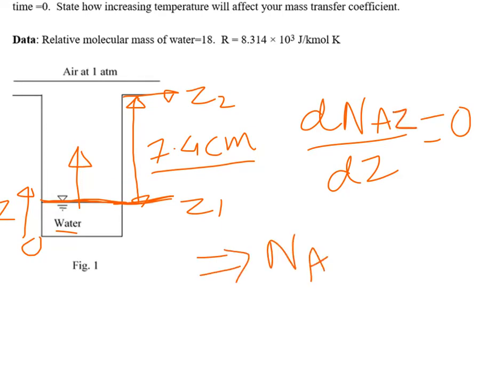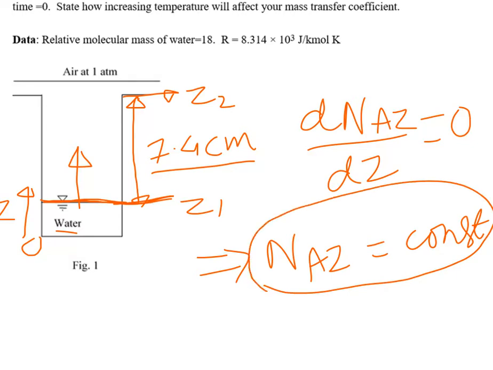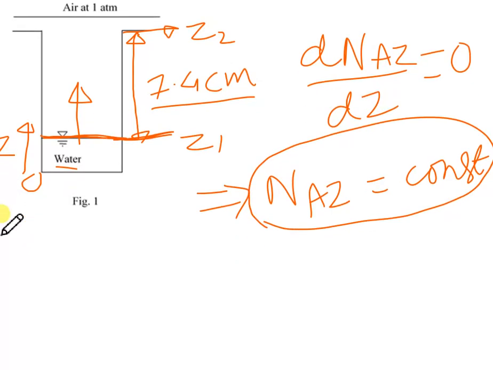So NAZ is constant. The derivative of any constant is 0. So how does this information help? When we integrate over the z path, the z length, we can take NAZ out because it is constant. So this will be used later. NAZ is constant.